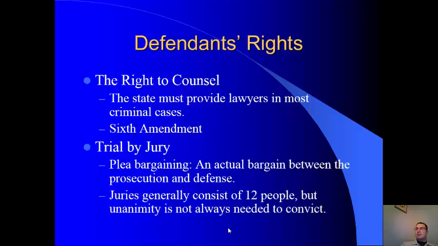Juries usually are composed of 12 people. Sometimes unanimity is not required, but in most cases, it's going to take all 12 jurors to convict you in a criminal case.